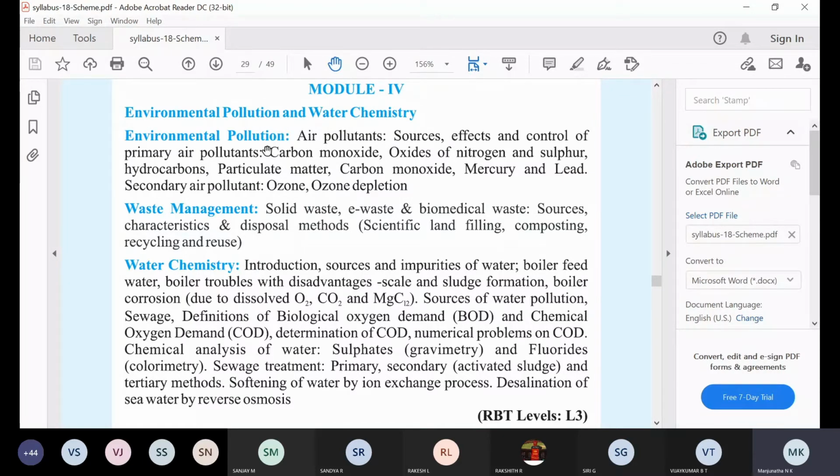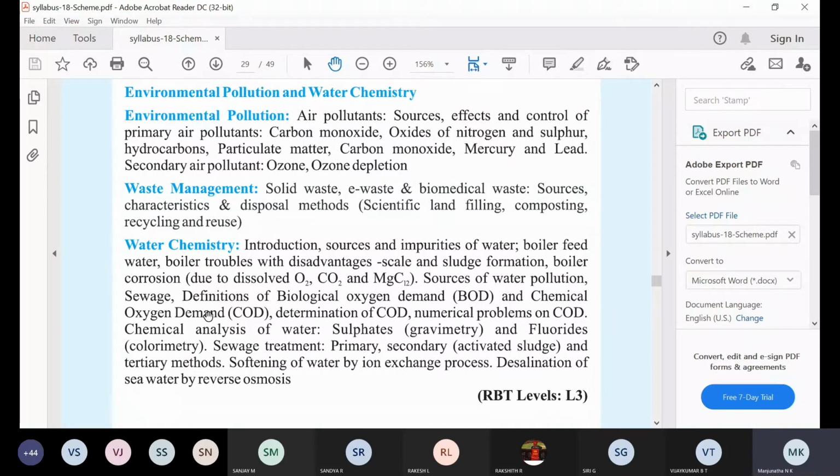After this environmental pollution, coming to the next unit in the same Module 4, that is water chemistry. In this water chemistry, we are going to discuss first the sources and impurities present in water, and one of the applications of water which is used in industries during power production, that is boiler feed water. Whatever water is used in the boiler for generation of steam, either in power production, is called boiler feed water.